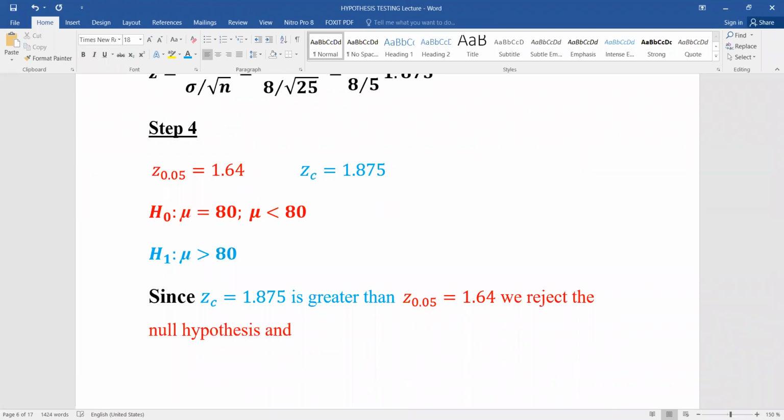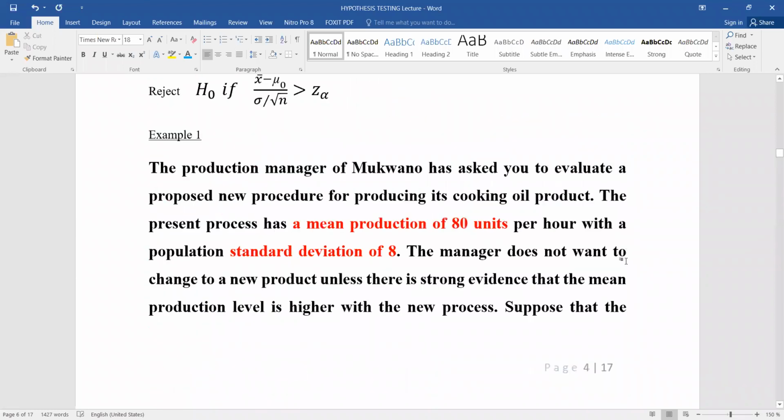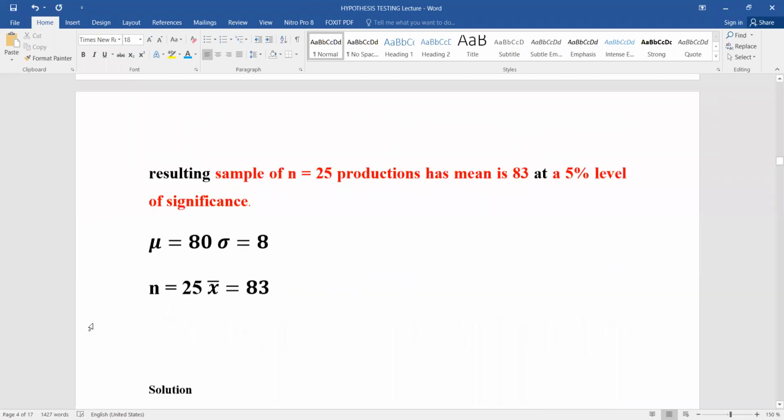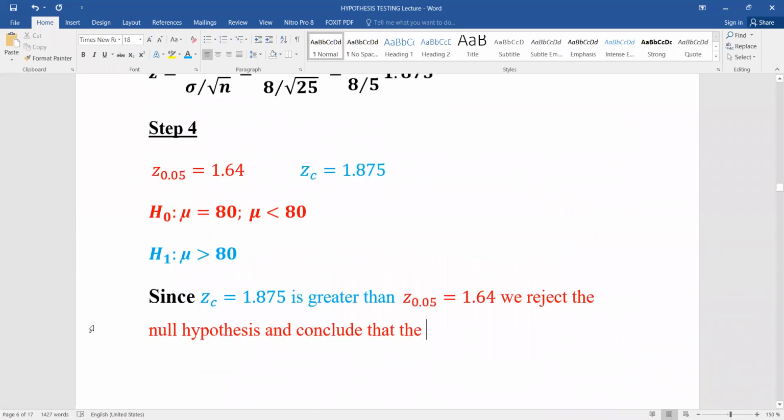And conclude that the new, of course, for the conclusion you have to go back and look at what you're doing here, because the manager does not want to change to the new product unless there's strong evidence that the mean production level is higher. So we conclude that we have evidence, and the manager can change now.